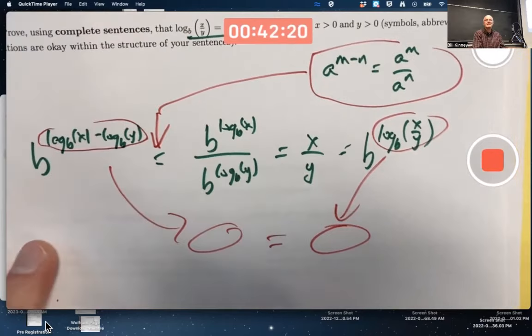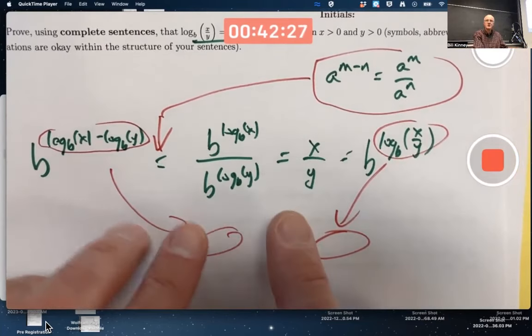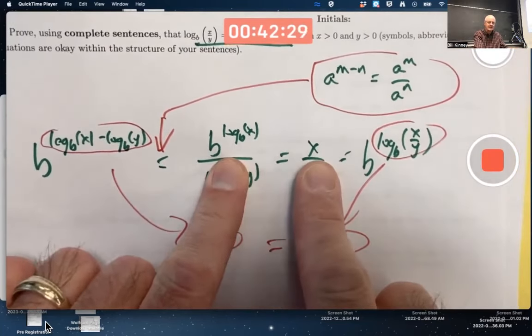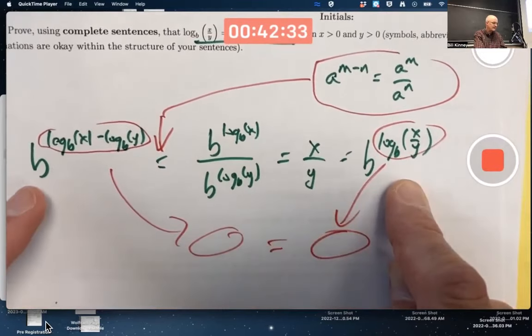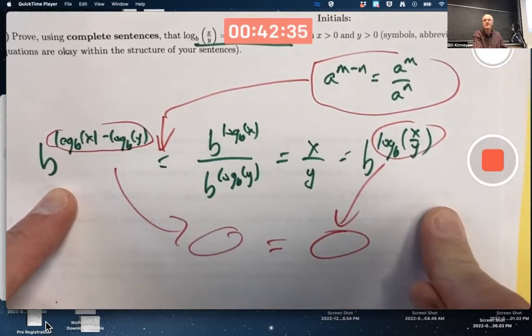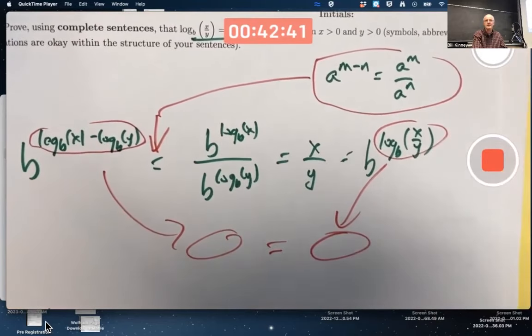Then you'd want to take this and write sentences. What kind of sentences? Start by saying, by definition of logs, this equals that, and this equals that, and this equals that. Then say by a property of exponents, this equals that, and then essentially finish that line of equations. So this is the essence of the proof, the key of the proof. And you just have to put it in a sentence structure.